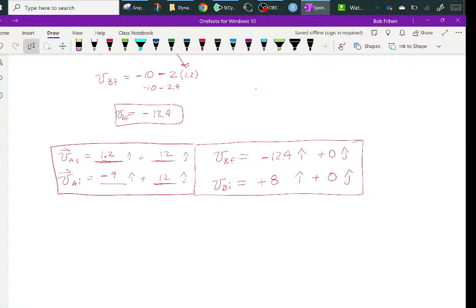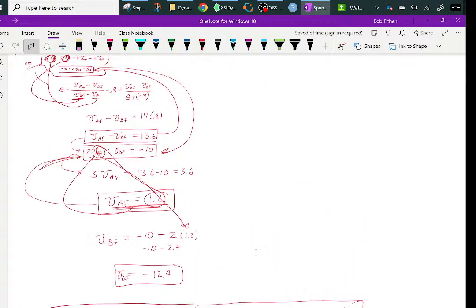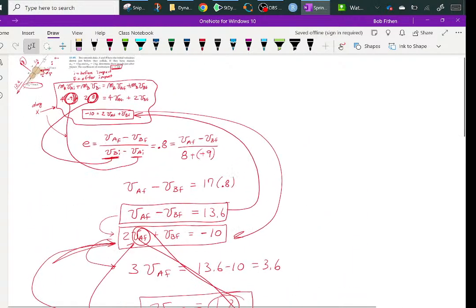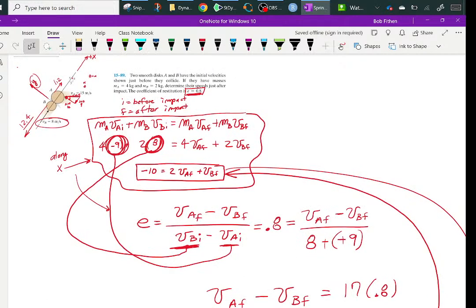So I'll check the answer. I guess I can check the back of the book. Let's see. This would be 1589.